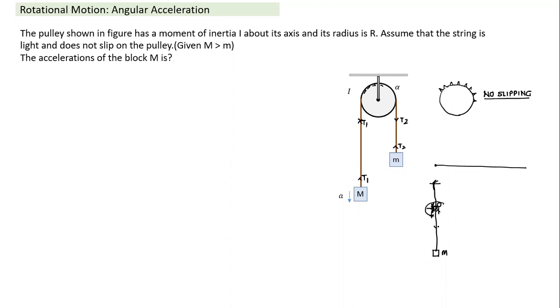So what will happen? The tension on this side and the tension on this side will not be equal. So the moment friction acts, which has a component along the rope, the tensions on both sides are not equal. So these two tensions will be unequal.